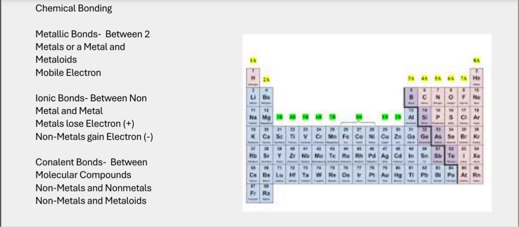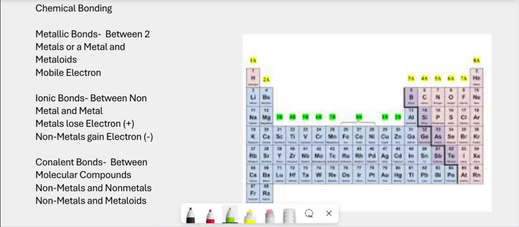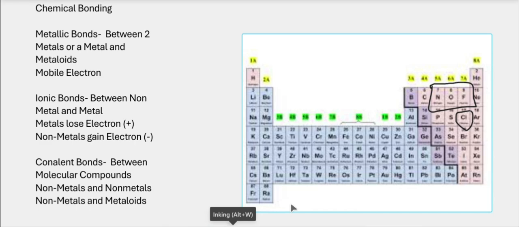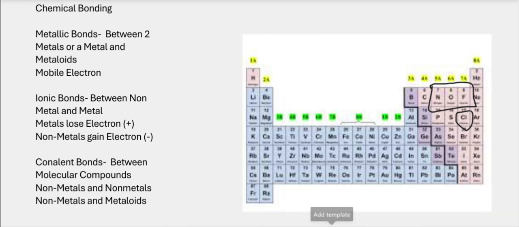In fact, electronegativity is highest within these elements: chlorine, fluorine, oxygen, and nitrogen. These elements here have the highest electronegativity. Okay? Now, that's just a little ender to that section.